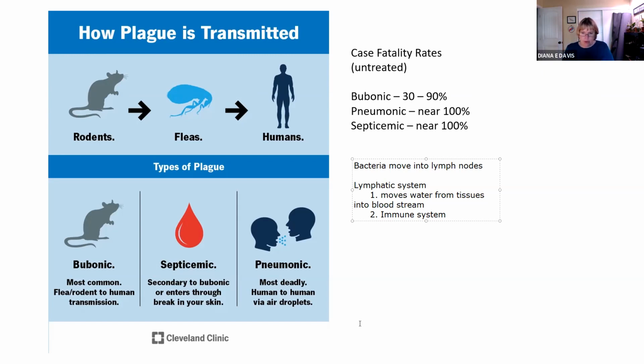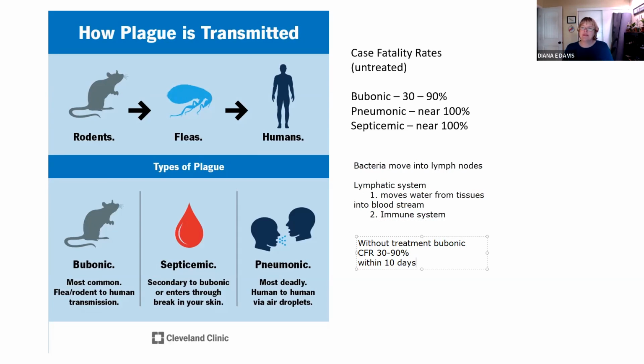Without treatment, the bubonic plague has a mortality or case fatality rate between 30 and 90%. This is the mild form. And even so, 30 or more percent of people who were infected would die from it. Death generally occurred within 10 days of symptoms.